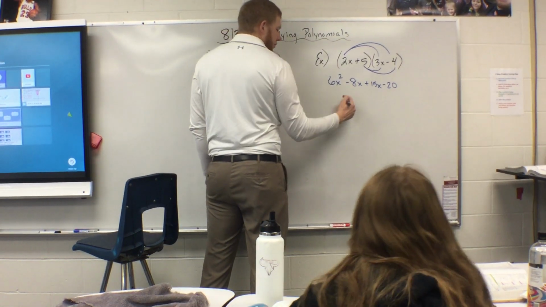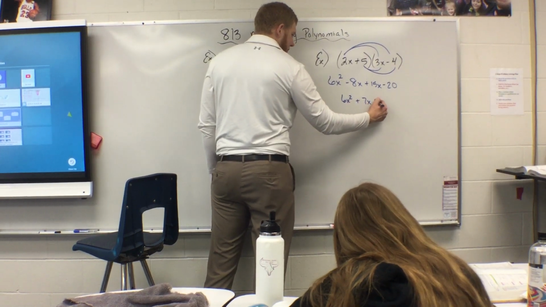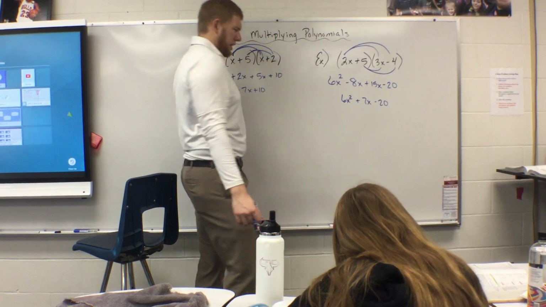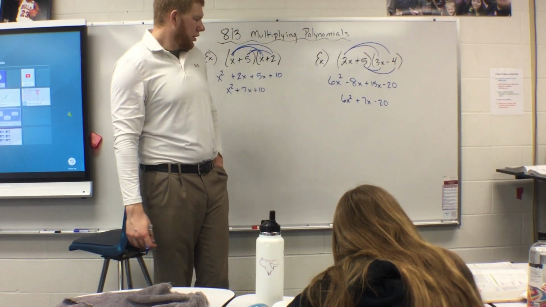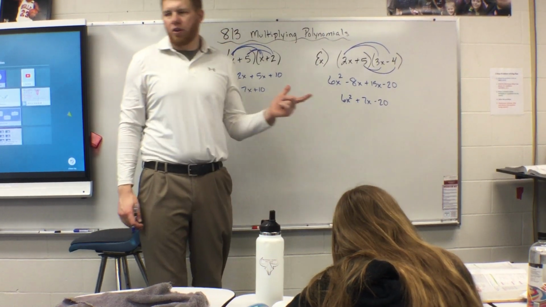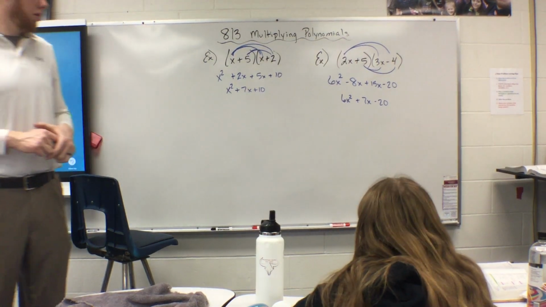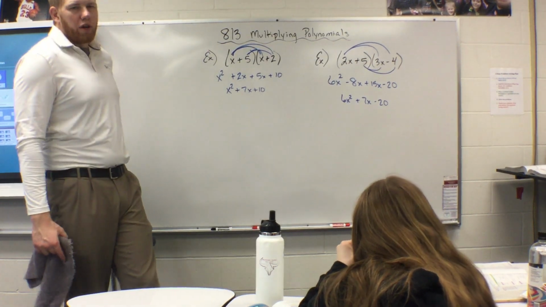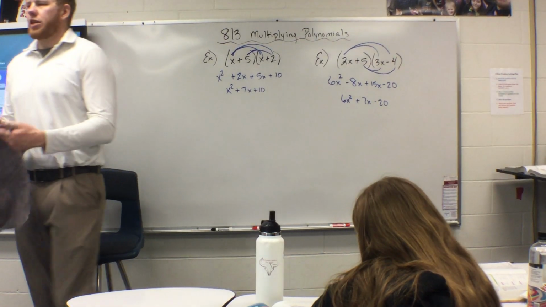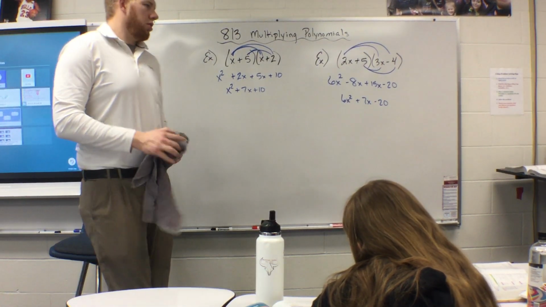Again, anything I can simplify here? Negative 8x and positive 15x gives us positive 7x. Coincidence that these both end up being 7x. That definitely won't be the case very often, but it just happens here. So again, when you're multiplying polynomials, the biggest thing is you want to multiply each term by everything in the other polynomial.